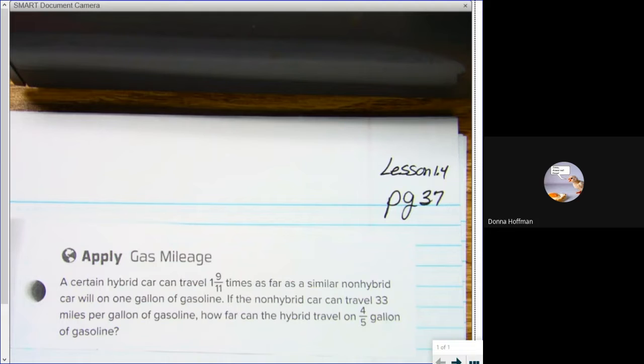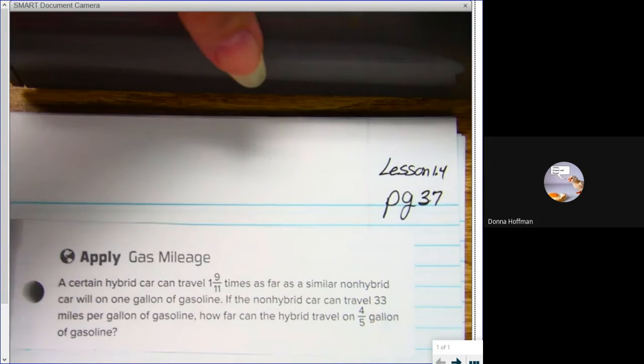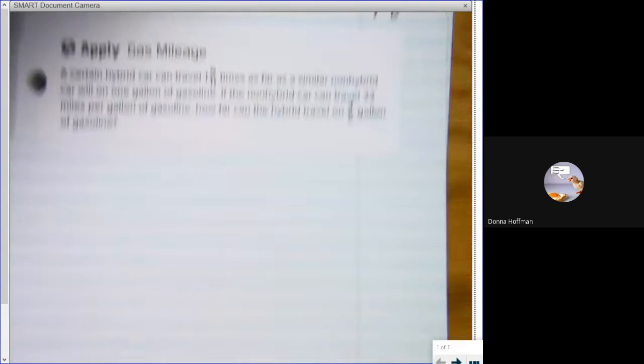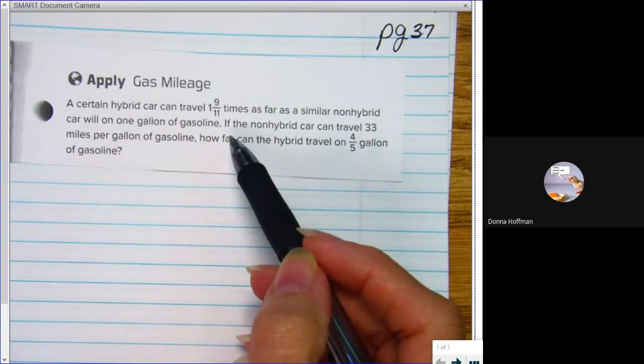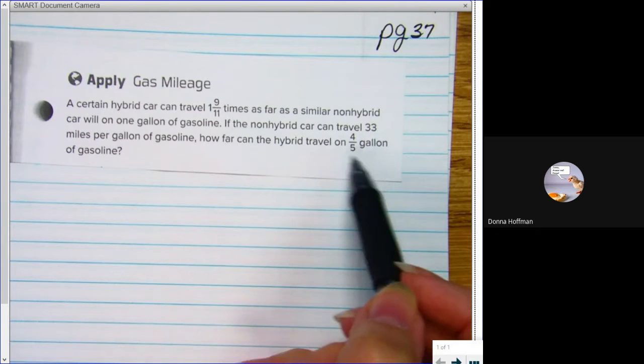If a certain hybrid car can travel 1 9/11 times as far as a similar non-hybrid car will on 1 gallon of gasoline, if the non-hybrid car can travel 33 miles per gallon of gas, how far can the hybrid car travel on 4/5 of a gallon of gasoline? So we have to figure out, first of all, how far the hybrid car can travel, and then how far it can travel on 4/5 of a gallon.